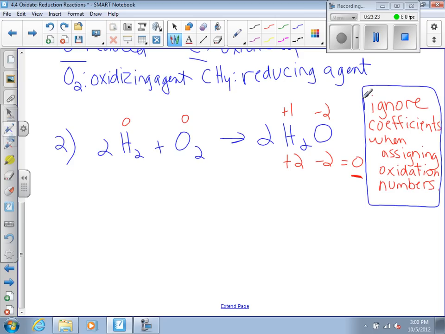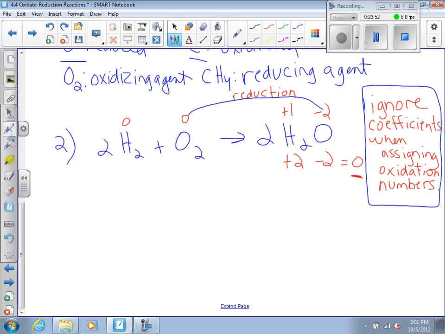Okay, let's figure out what got reduced, what got oxidized. We look for elements that changed. Some elements in some reactions will stay the same. This oxygen changed. It went from 0 to -2. Do you notice the number went down? It reduced. When the oxidation number goes down or reduces, that is reduction. Also, gaining electrons is reduction. Electrons are negative. If your charge gets more negative, that's reduction.